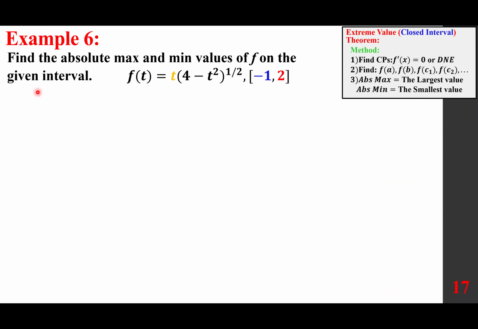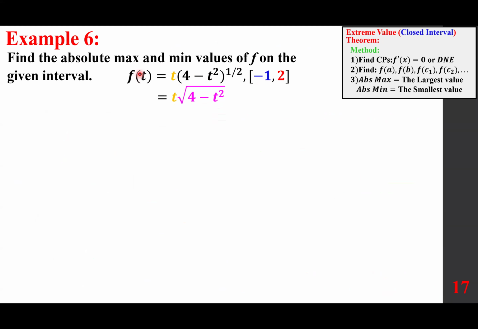Find the absolute max and minimum value for this function. F of t is t times 4 minus t squared to the power 1/2 in the interval of -1 to 2. So the very first question we should answer, what type of a function do we have? And therefore, what is the domain? So we're going to change this to the square root. So f of t becomes t times the square root of 4 minus t squared.